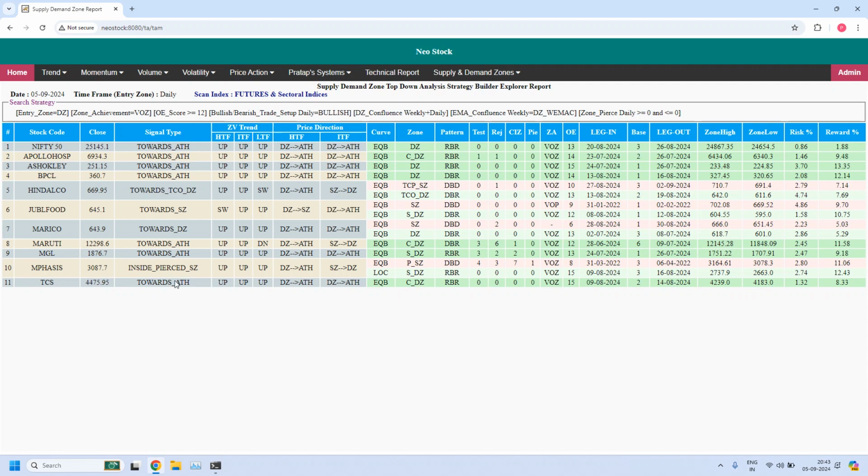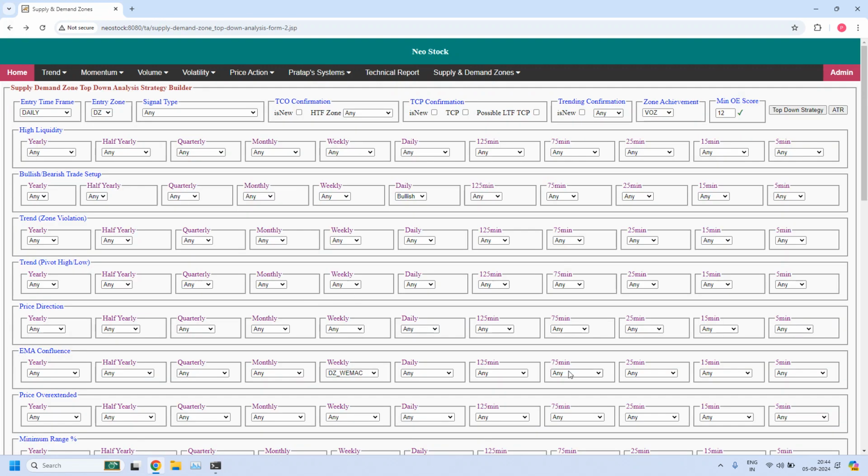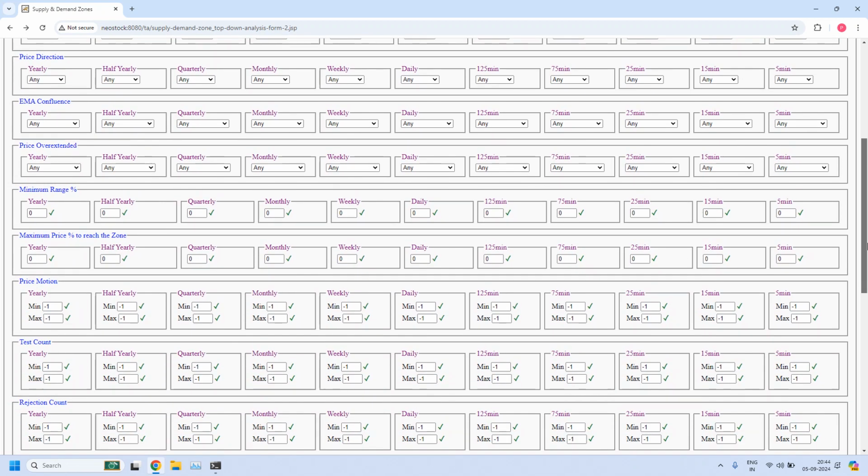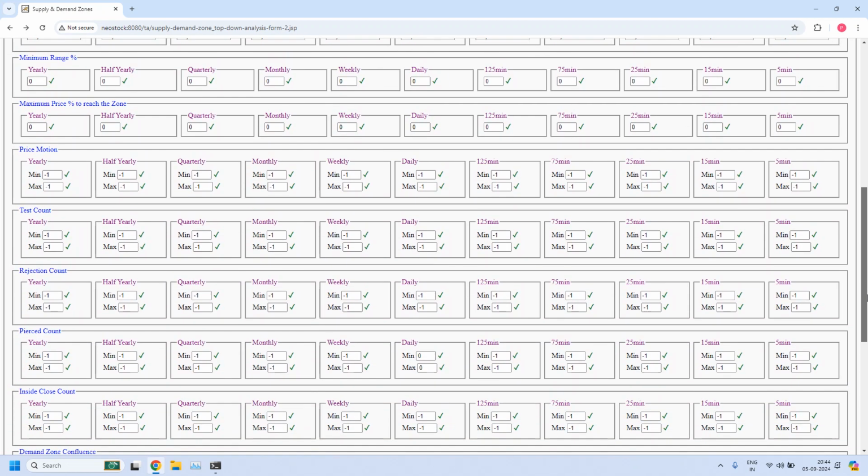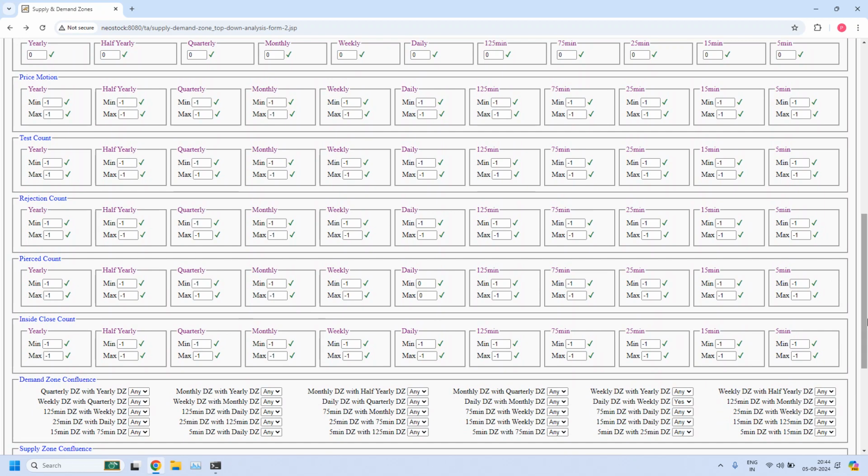Okay, these are all having a weekly EMA confluence. The next step, I am removing the weekly EMA confluence filter. Removed. Now let us look for LTF, ITF and HTF confluence. That is daily, weekly, monthly demand zone confluence.